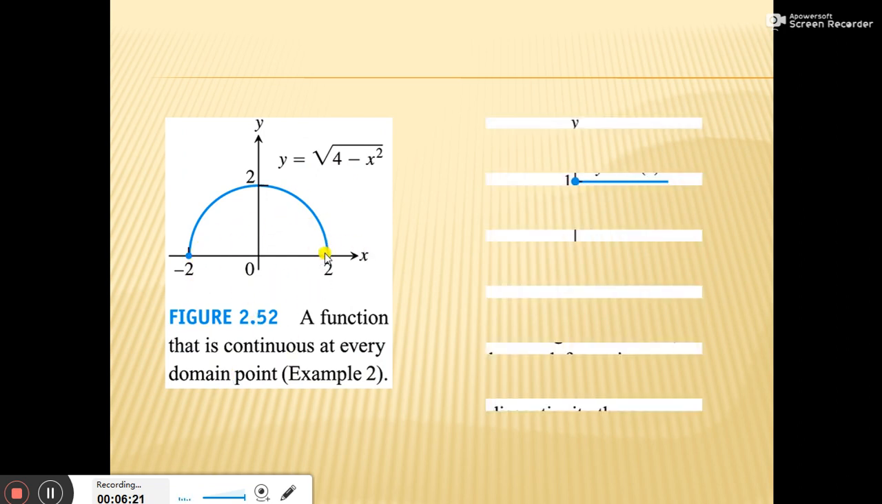And now this function is continuous, that is a continuous curve. This is the curve of y equal to the square root of 4 minus x squared, and therefore it is continuous at every point in its domain.